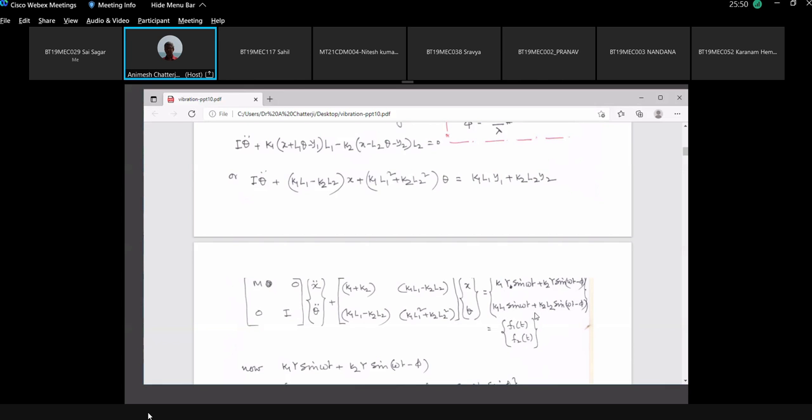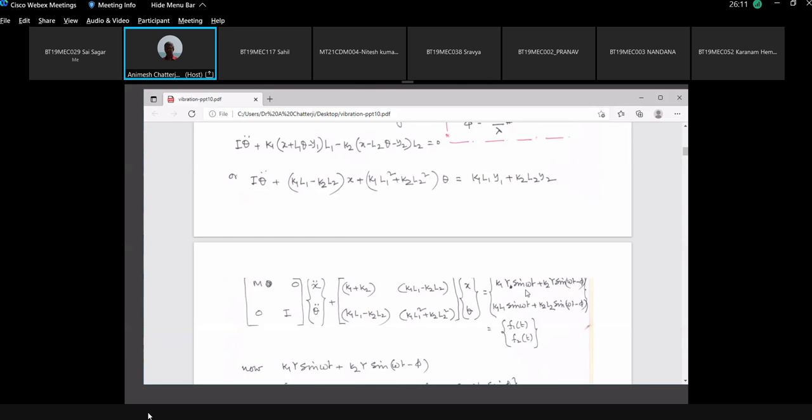Force is present, excitation is present in both the coordinates. Second, on each coordinate, we do not have single excitation, we have a pair of excitation. This is excitation number 1, this is excitation number 2. We have a pair of excitation.